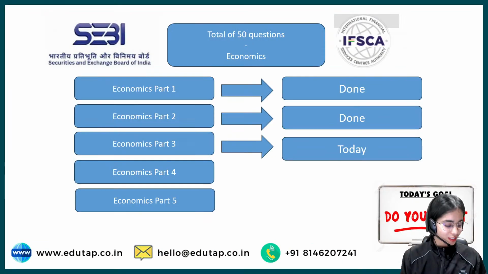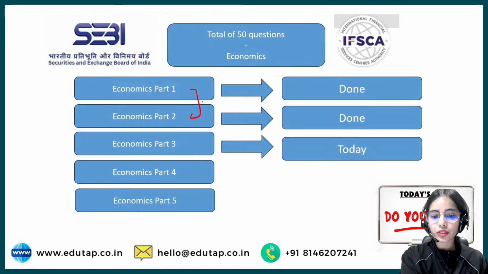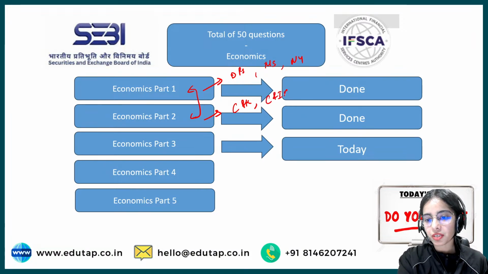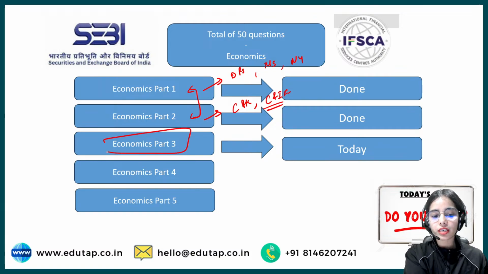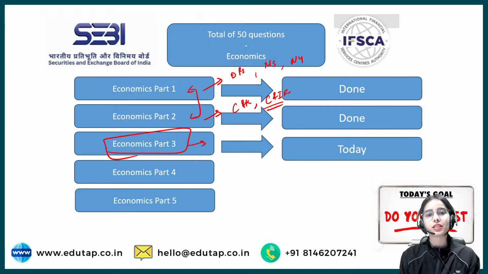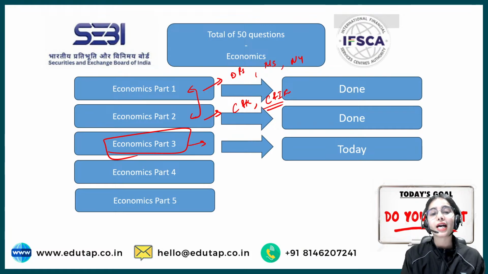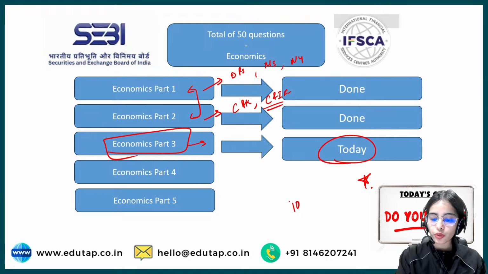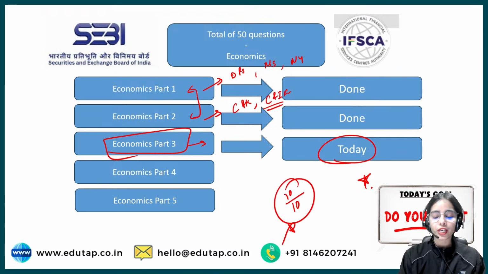Okay, so now we have already covered the two parts in which we have discussed the demand and supply, the market structure, the national income, as well as the classical and Keynesian model. We have discussed the consumption and the investment function. Now this is the economics part 3 in which we are going to discuss the demand and supply of money as well as the ISLM model. All these topics are very important. Let's start with the questions, and I hope you will be able to get 10 out of 10 marks in today's session. Okay, so let's get started.